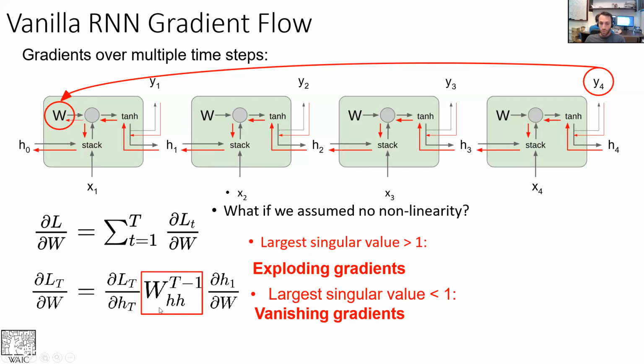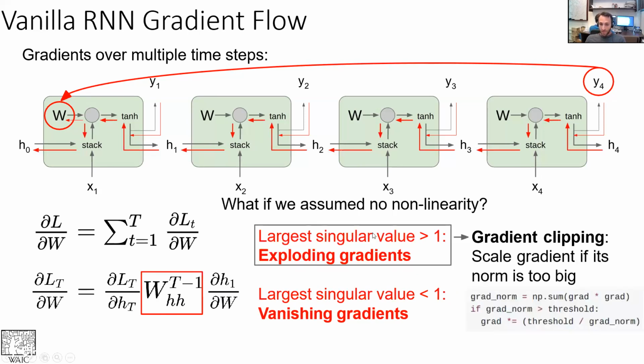And when we raise W to the power of T minus 1, when the largest singular value is smaller than 1, we will get vanishing gradients going to 0. And this prevents the vanilla RNNs from actually learning long-term dependencies, because the gradients don't support this as T gets larger. Now, what can we do about this?